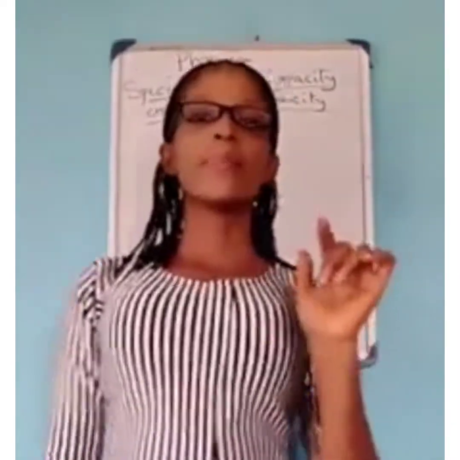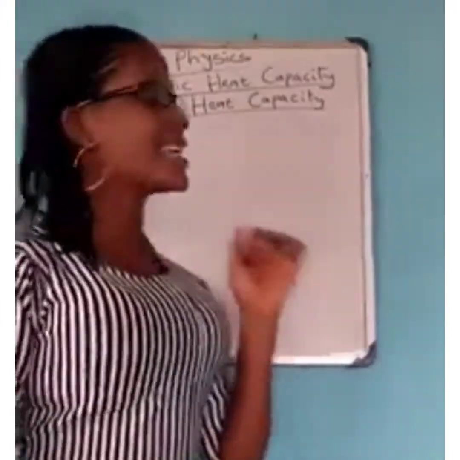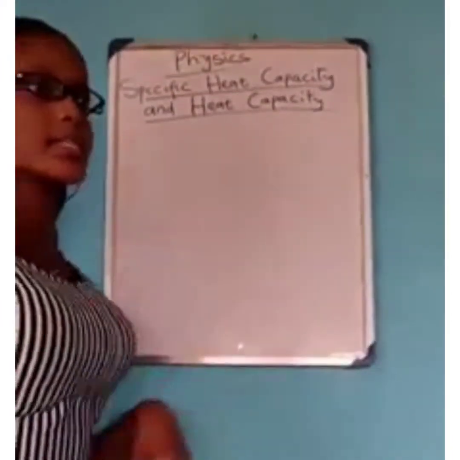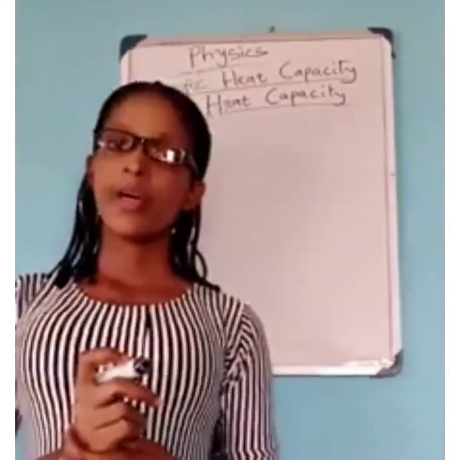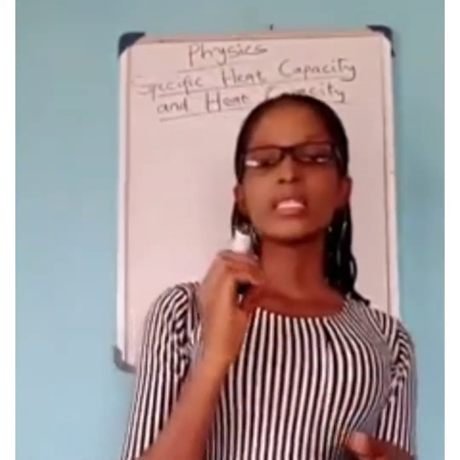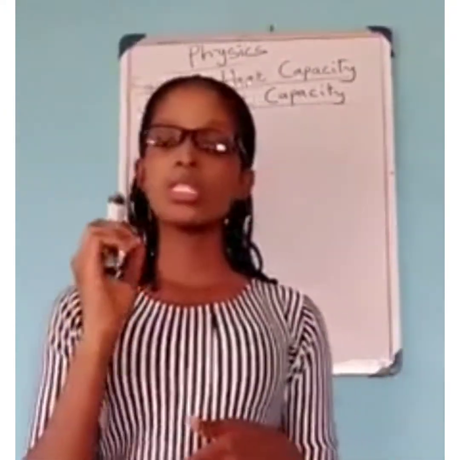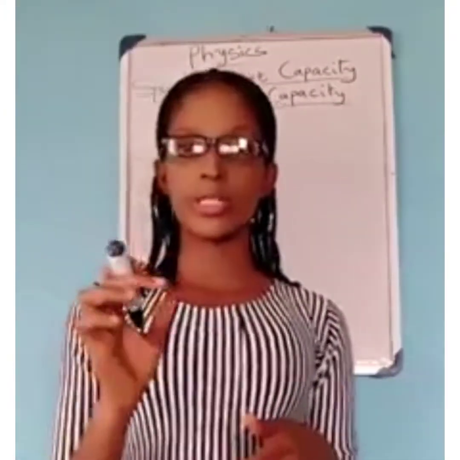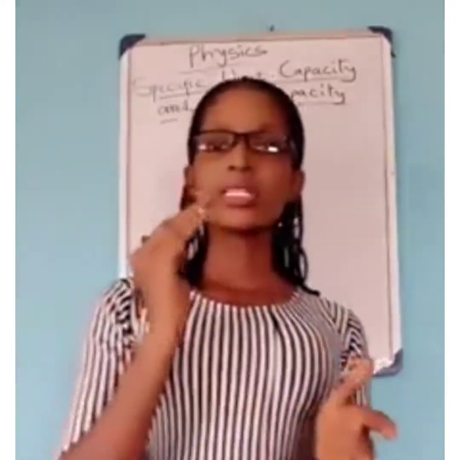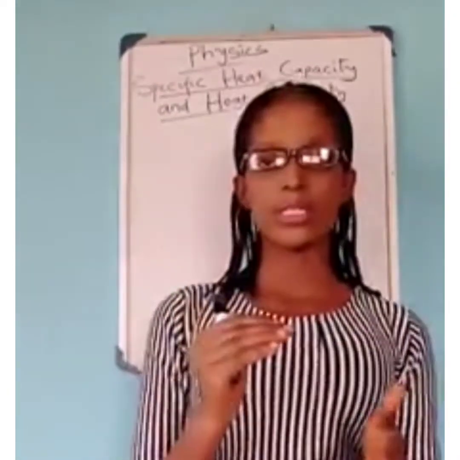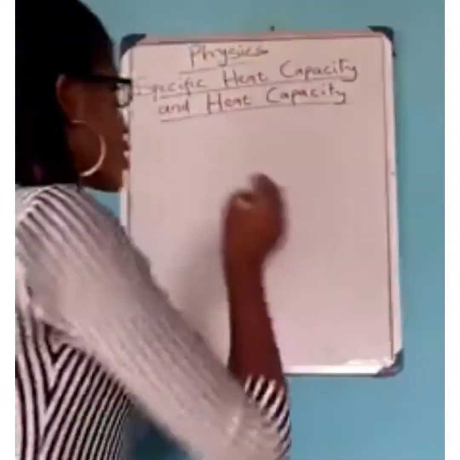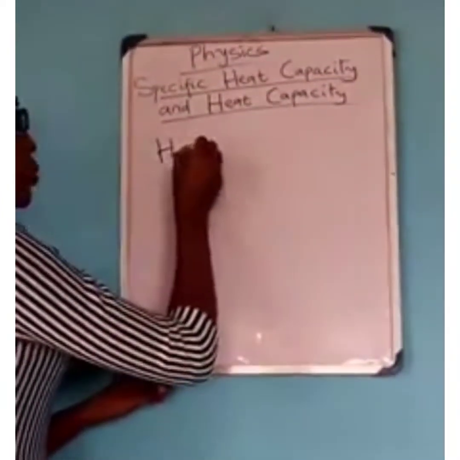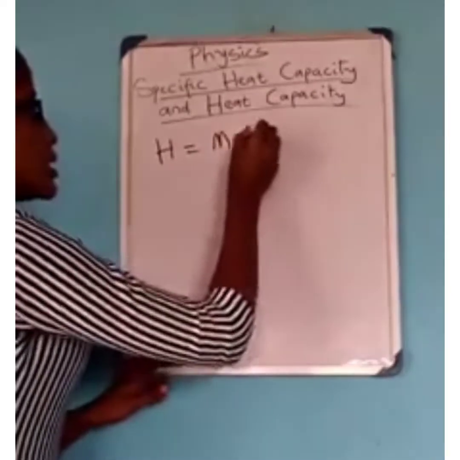Today, we shall be treating another topic, specific heat capacity and heat capacity. To understand this topic very well, I want you to remember, as we stated earlier, that rise in temperature is proportional to the quantity of heat supplied to the body. There are also other determinants which determine the rise in temperature of a body. We have the mass of the body and we have the nature of the body. Thus, we have H is equal to mc theta.